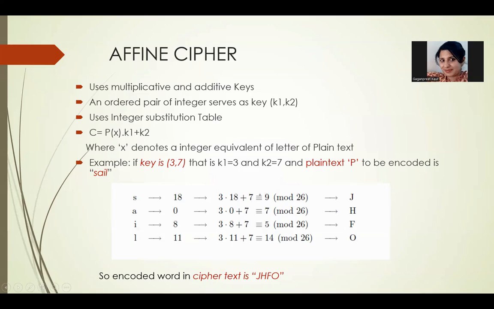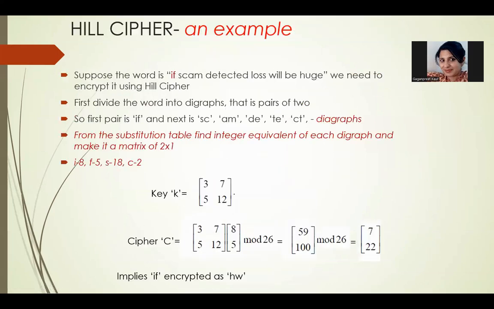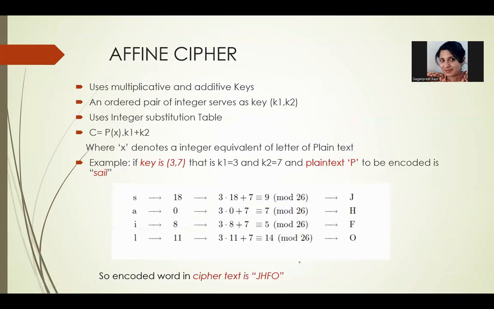So these are the integer equivalents of my ciphertext values. Again, from the substitution table, I find the equivalent alphabets. So 9 has the equivalent character J, 7 has H, 5 is F, and 14 has the value O. The substitution table is the same as what we have been using at the beginning. So now SAIL has been encrypted using the affine cipher as JHFO. I hope it is very clear. It was a pretty simple encryption technique.